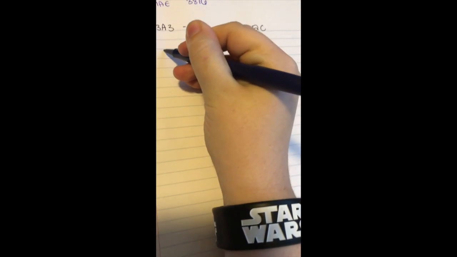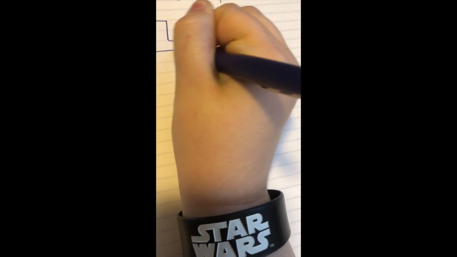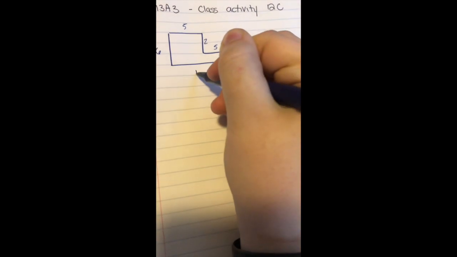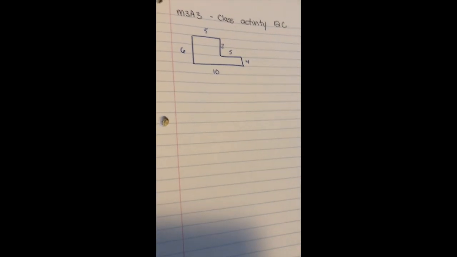So today we're going to be looking at finding the area of irregular shapes, finding the area of compound shapes, and how we're going to look at that is actually a few different ways. So we're going to take this shape here. We're going to label these sides 5, 6, 2, 5, 4, and 10. And one of the basic ways that we're going to go about doing this is breaking up the shape.